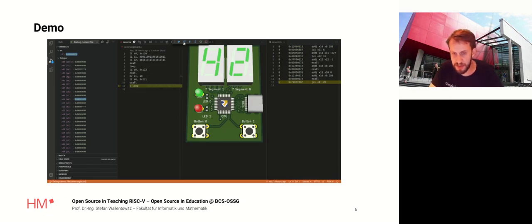Because this is one of the examples that I'm using, which is my own self-designed pseudo board, including two push buttons, two LEDs, and two 7-segment displays. And that's what I meant by easy to extend. It probably took me like 2 or 3 hours to integrate this into the simulation environment. It's all based on JavaScript, CSS, and HTML.